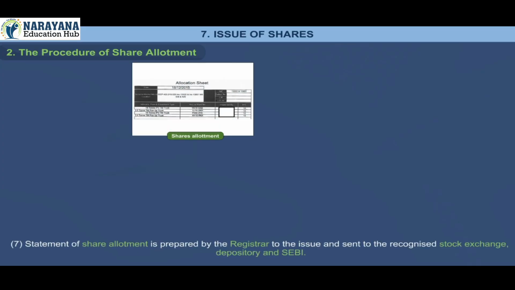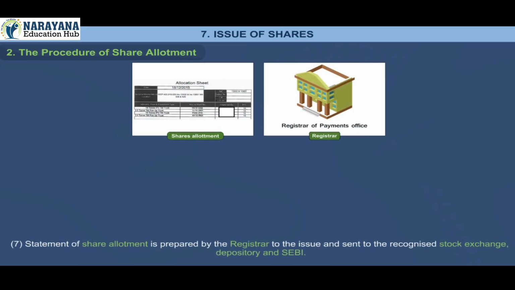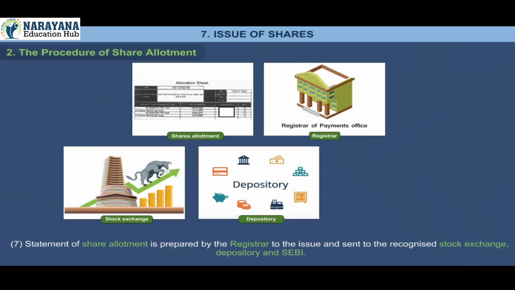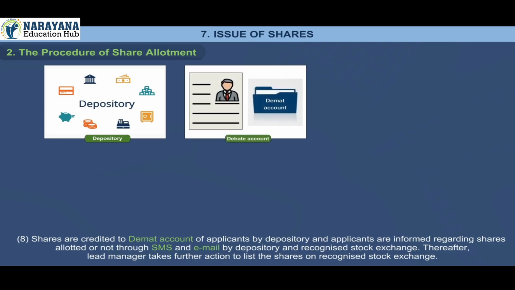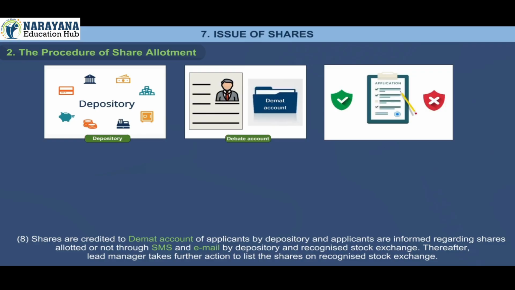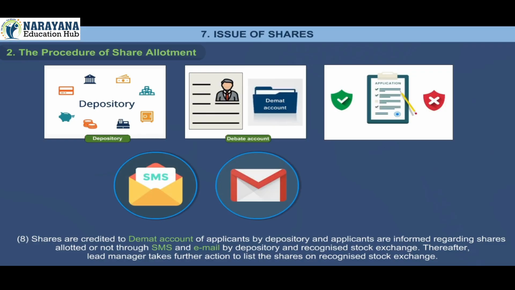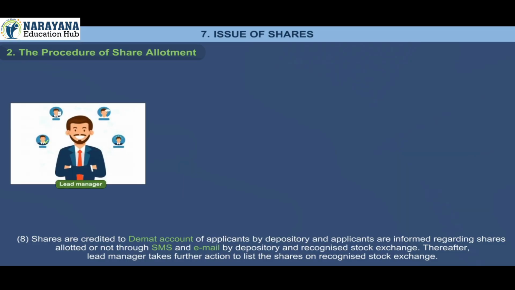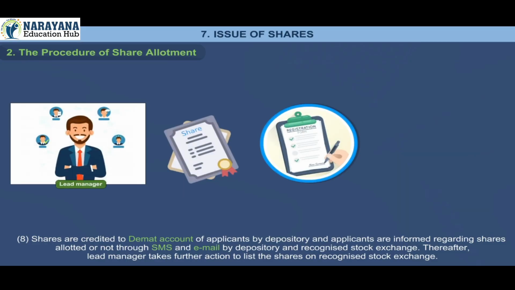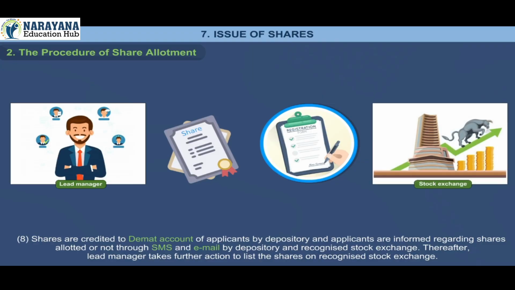7. Statement of share allotment is prepared by the registrar to the issue and sent to the recognized stock exchange, depository and SEBI. 8. Shares are credited to the demat account of applicants by the depository, and applicants are informed regarding shares allotted or not through SMS and email by the depository and recognized stock exchange. Thereafter, the lead manager takes further action to list the shares on the recognized stock exchange.